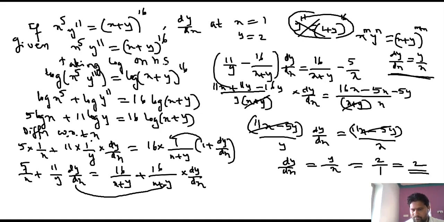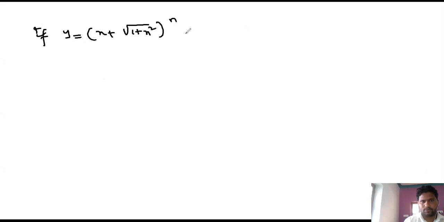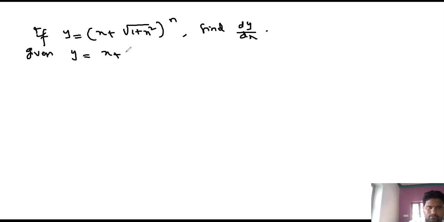So one more example we are going to solve. That is, if y is equal to (x plus square root of 1 plus x square) raised to n, find dy by dx. It's a very simple example. y is equal to (x plus square root of 1 plus x square) raised to n, find dy by dx.